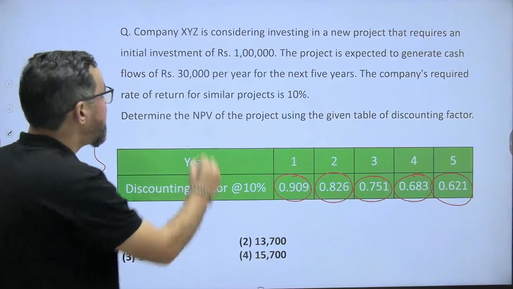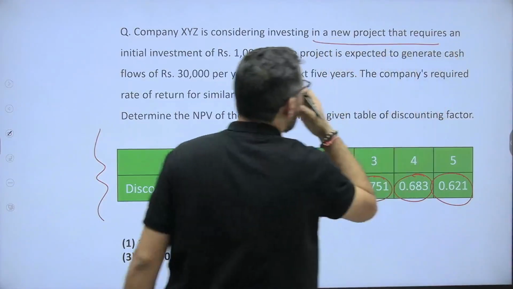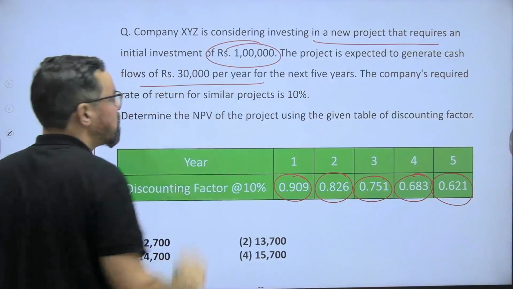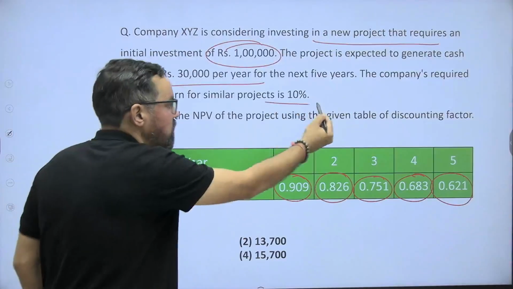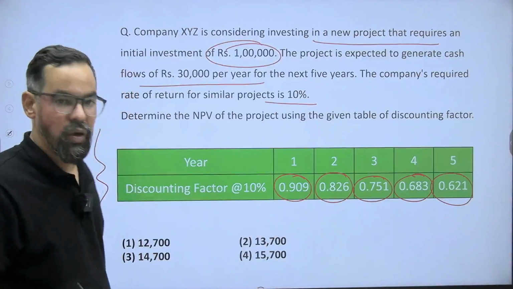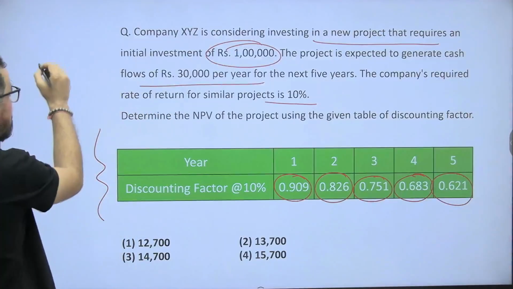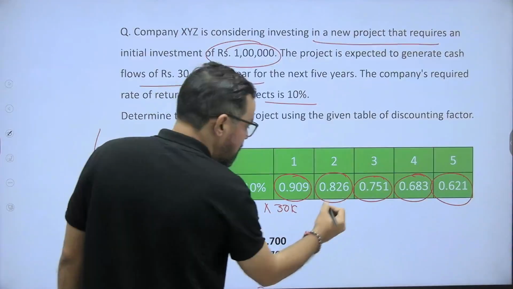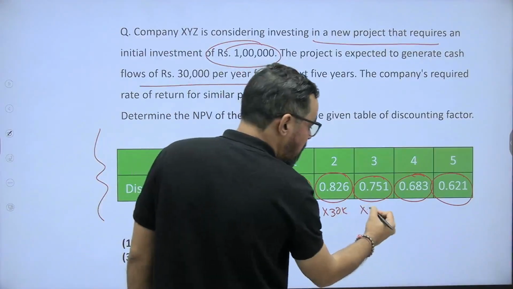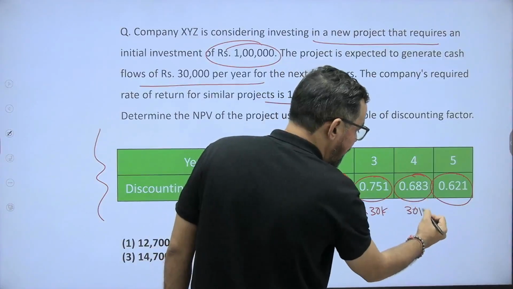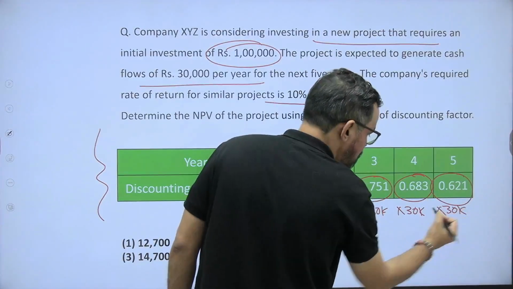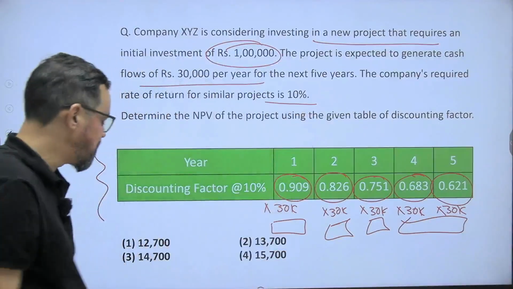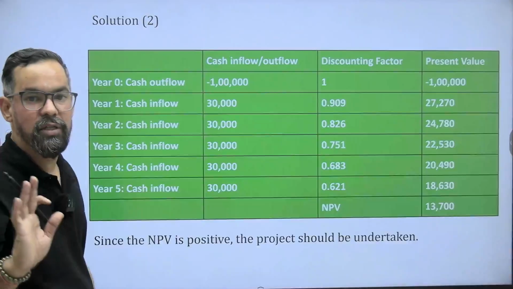How come? Company XYZ is considering investing in a new project that requires an initial investment of 1 lakh. The project is expected to generate 30,000 per year. Similar to that, the discount rate is also the same, but the values here they have given already. Okay? So what will be your correct answer? First, what you have to do is multiply this into 30,000, this into 30,000, this into 30,000, this into 30,000 and this into 30,000. If you do this, whatever outcome it is, you just have to subtract from the initial investment. If it is positive, you have to accept, otherwise you have to reject.